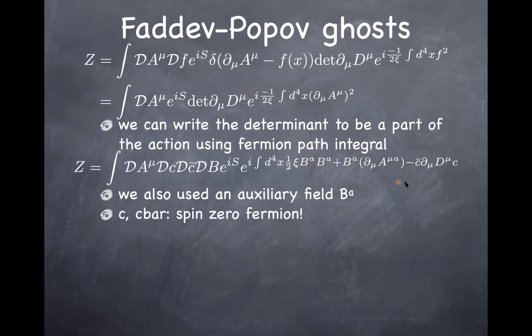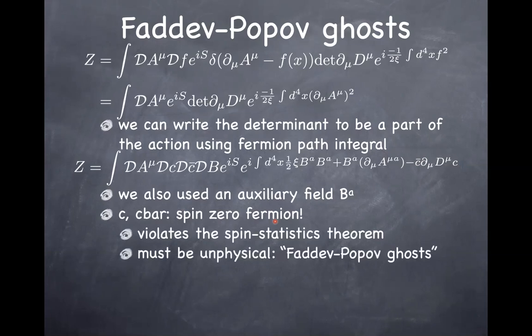Now, the strange thing though is the C and C bar are fermions, so that you get determinant, not inverse determinant. But C doesn't have a Lorentz index. So it's actually a spin zero scalar field. So it's a Klein-Gordon field. So this is actually a spin zero fermion field. And clearly that violates the spin-statistics theorem and therefore must be unphysical. And that's why the C and C bar fields are called Faddeev-Popov ghosts. Ghosts in the sense that you're not supposed to see them because they're unphysical. So that's why these fields are called ghosts.